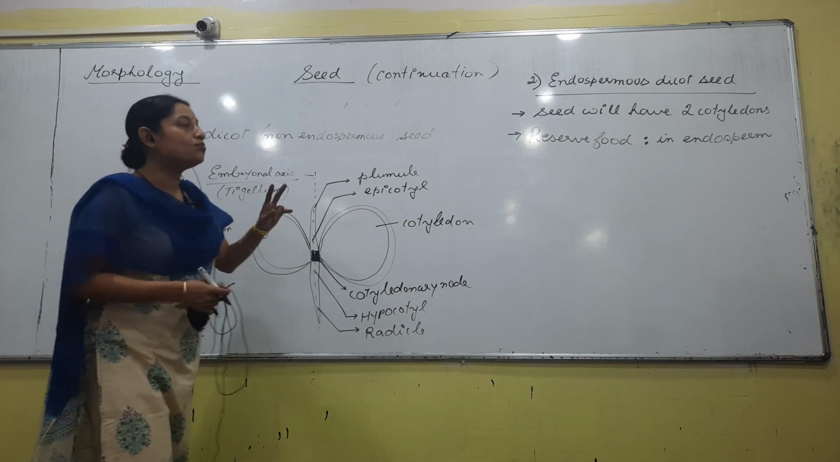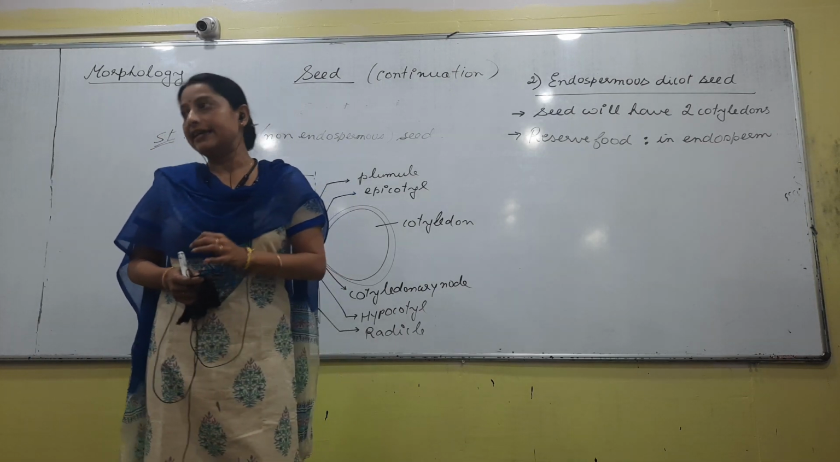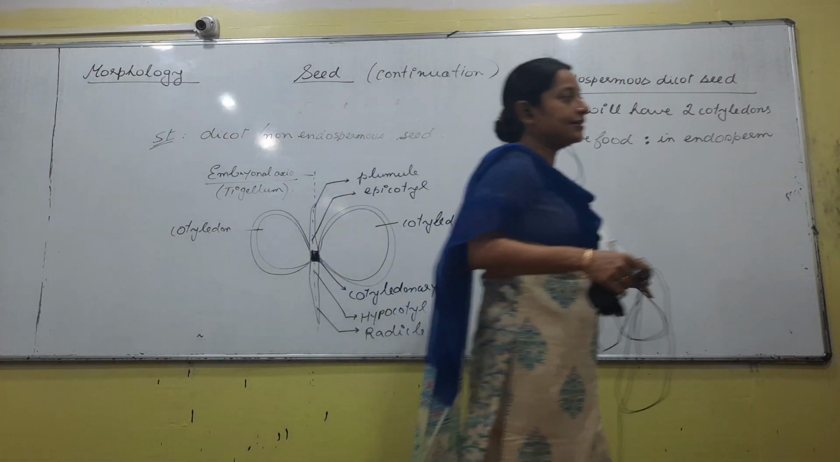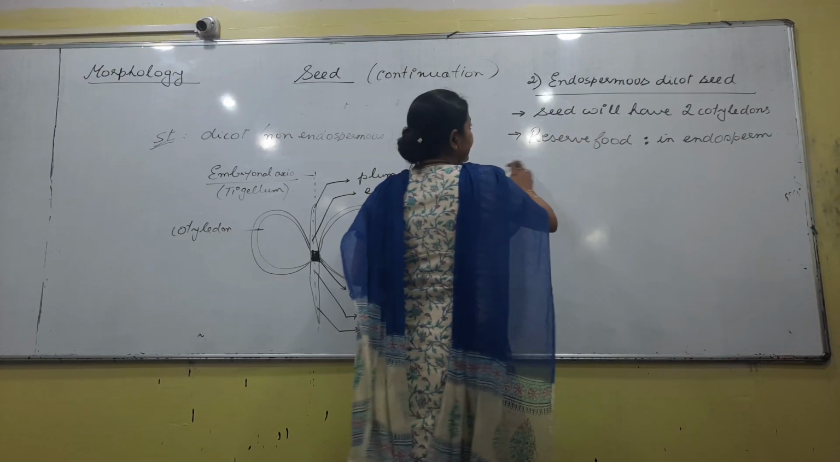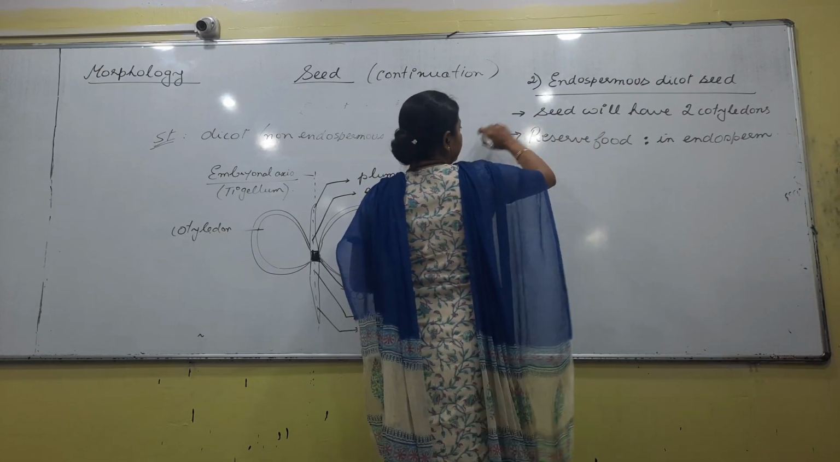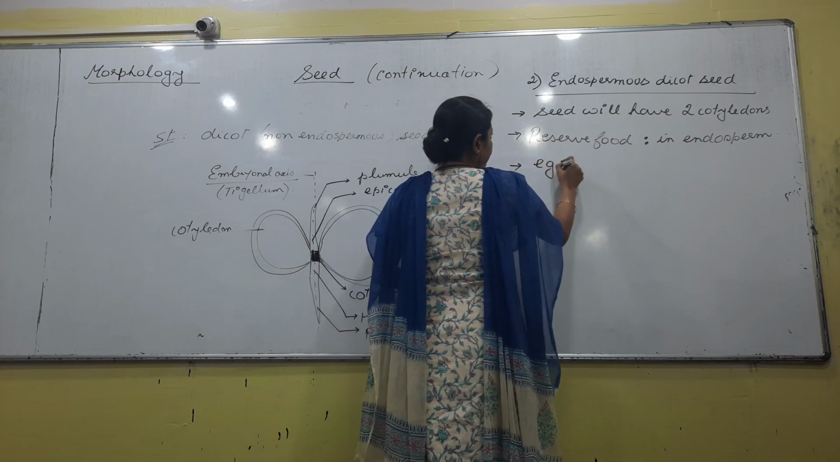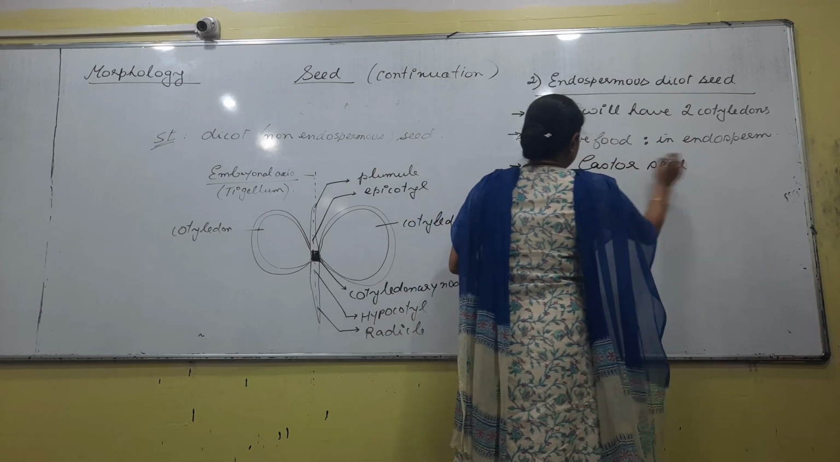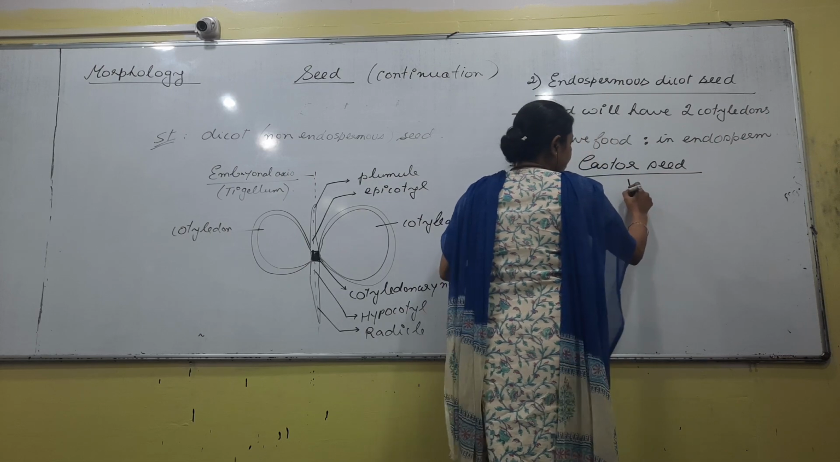So, these are 2 points that you remember. If a seed is endospermous, reserved food will be present in the endosperm. If the seed is non-endospermous, reserved food will be present in the cotyledons, right. Now, we will be taking the example of castor seed. Since we have to discuss in detail, write the details of the castor seed.